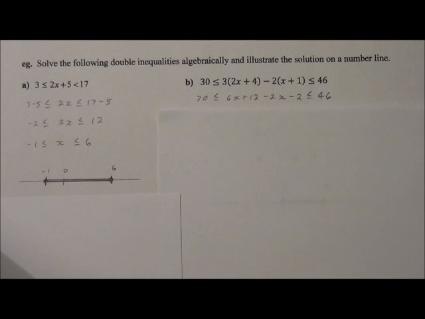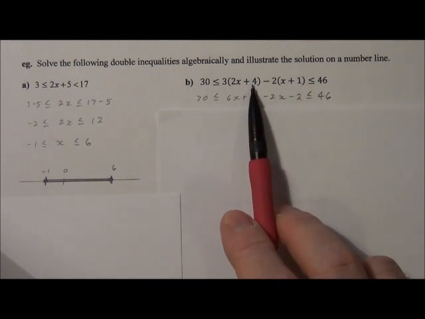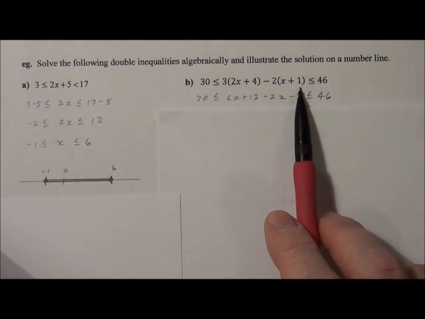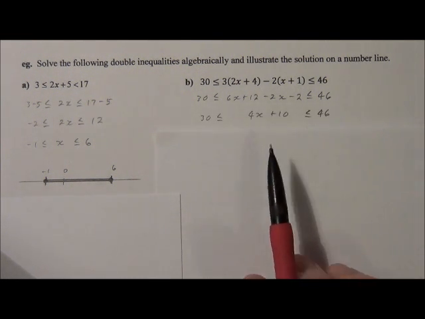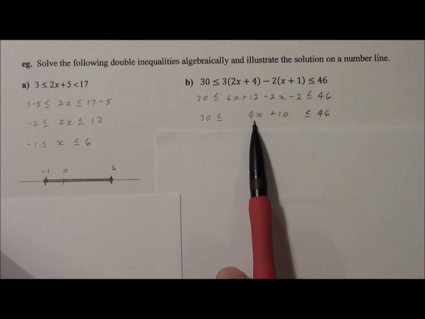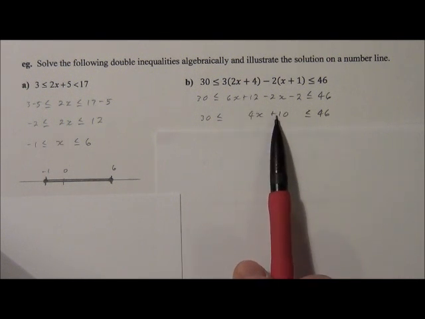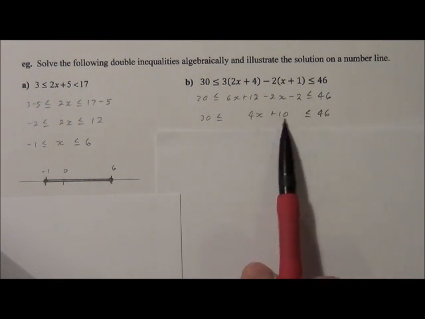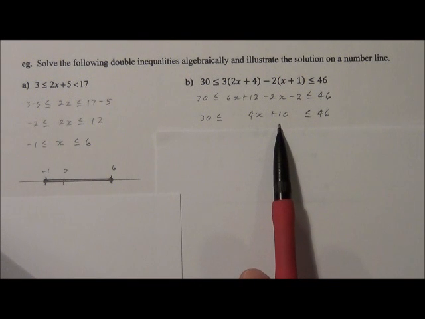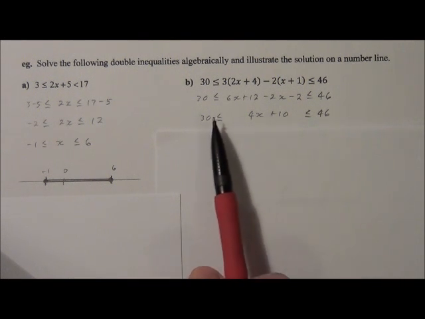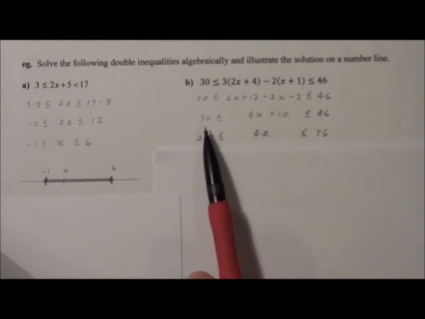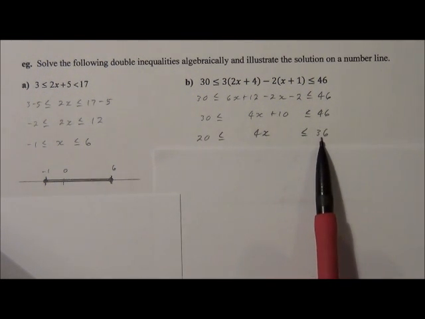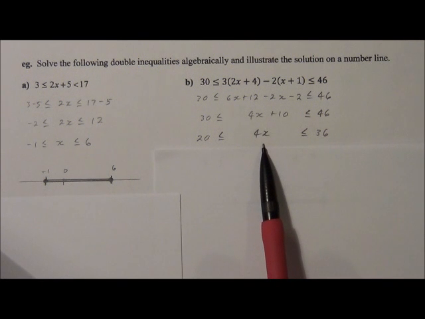Okay, so I'll expand out the middle part. So we get 6x plus 12 minus 2x minus 2, and then I'll simplify the middle even further. So we get 6x minus 2x is 4x, 12 minus 2 is 10, and now I'll start working on isolating the x here. Because I have plus 10, I'm going to subtract 10 from all three terms. So 30 minus 10 is 20, 46 minus 10 is 36, and we're left with 4x here in the middle.